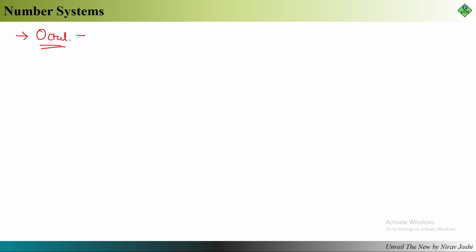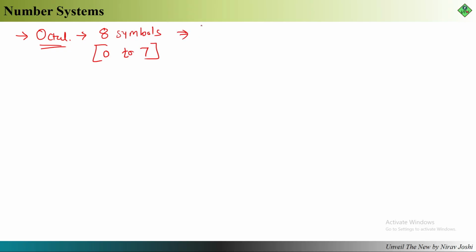For the octal number system, as the name suggests, octal means 8. So there are 8 symbols, that is 0 to 7. There are 8 symbols: 0, 1, 2, 3, 4, 5, 6, 7. So in total, how many symbols are there? 8 symbols. Yes, very good.